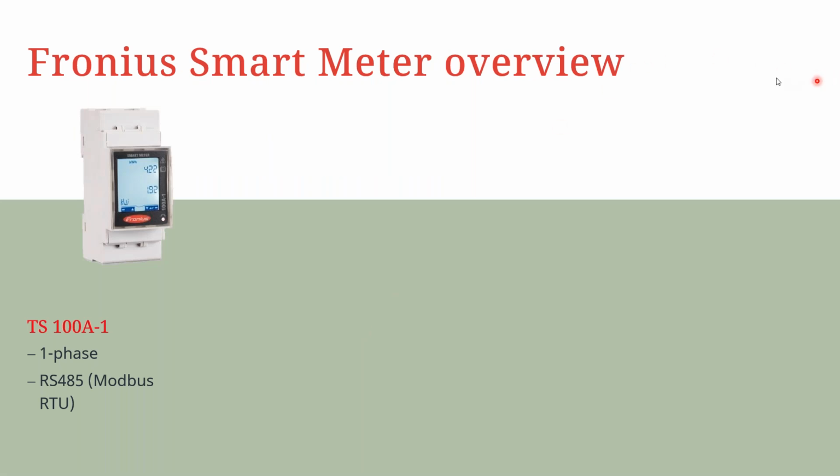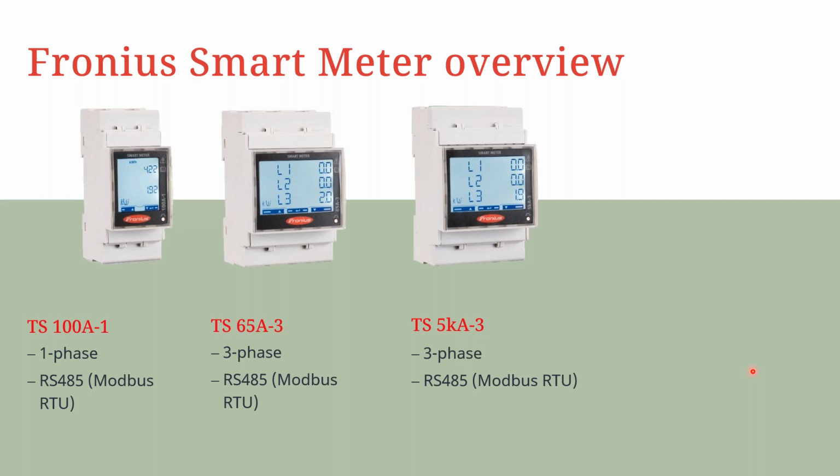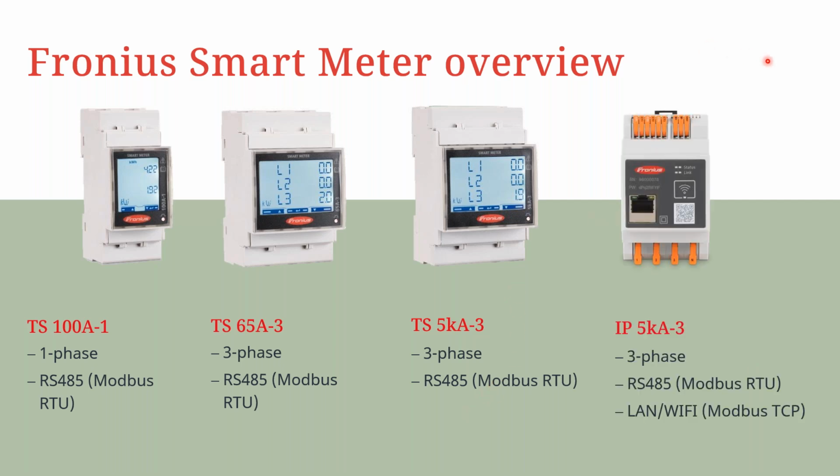In terms of the available smart meters, we have about 4 recently introduced smart meters. The touch screen, which we refer to as the TS smart meter, available in single phase at 100 amps. So this is offering communication via Modbus RTU. We have a 3-phase smart meter available at 65 amps. So this is also touch screen, offering communication through Modbus RTU as well. Then you have the commercial smart meter, 5 kilo amp, offering communication through Modbus RTU as well.